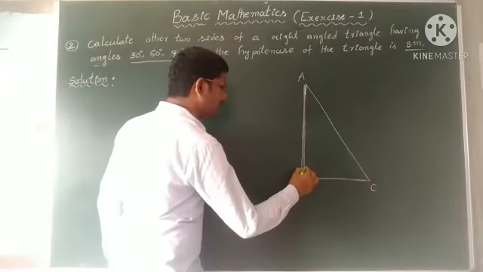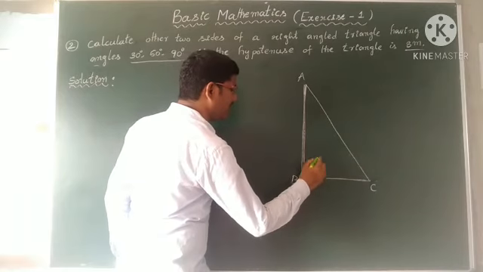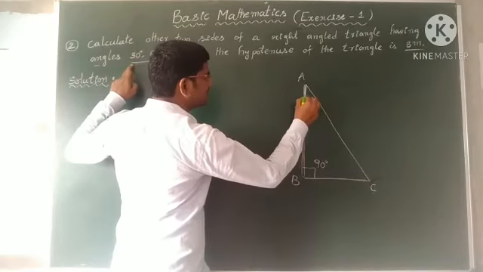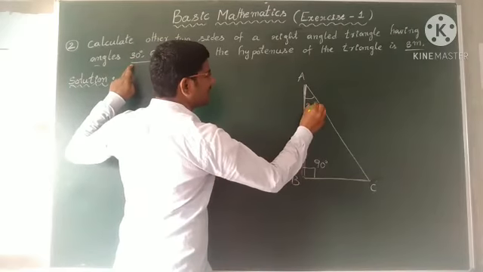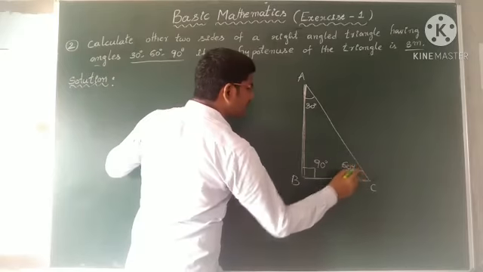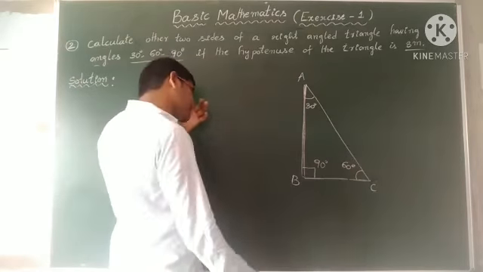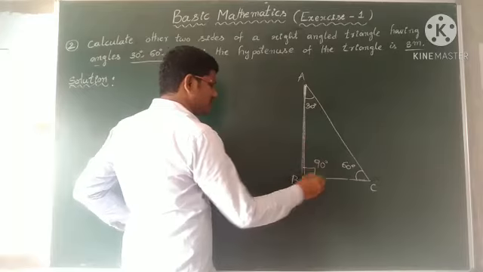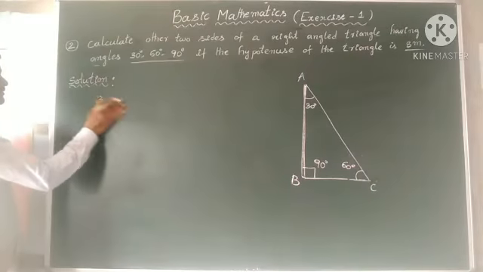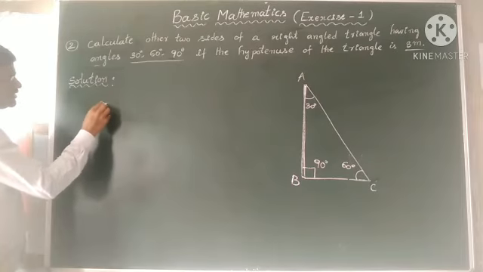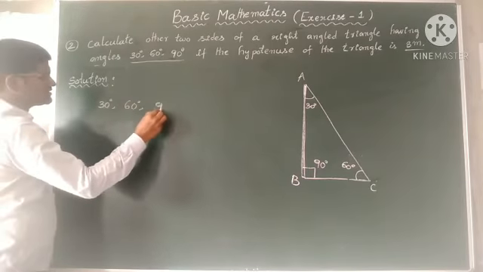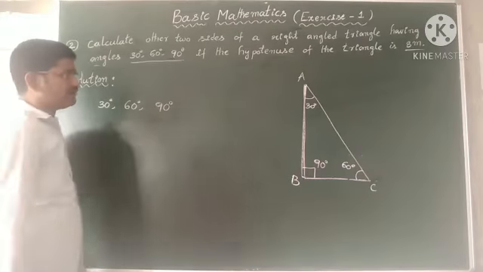ABC is a triangle, and here one angle is 90 degrees, and this is the 30 degrees angle, and this is the 60 degrees angle. Okay students. Now you see students, so we have a 30 degrees, 60 degrees, 90 degrees triangle.